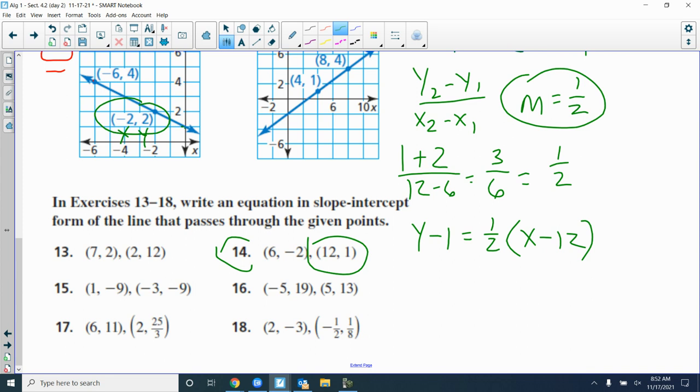Taryn, go ahead. Okay, so bring down the y minus 1. What's 1/2 times x? Just put it together. What do you got? What's half of negative 12? Okay, now what, Taryn? Finish it off. One small step left.